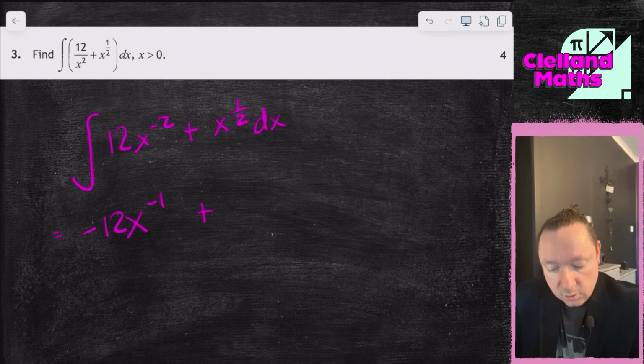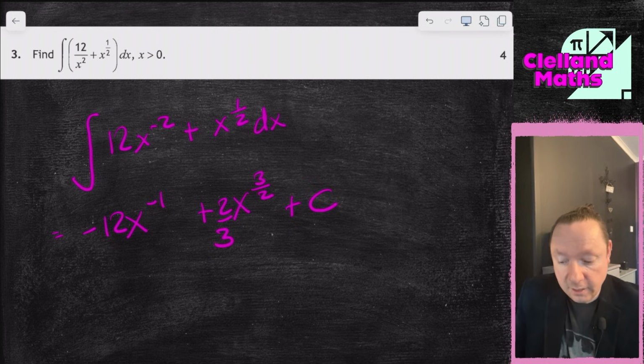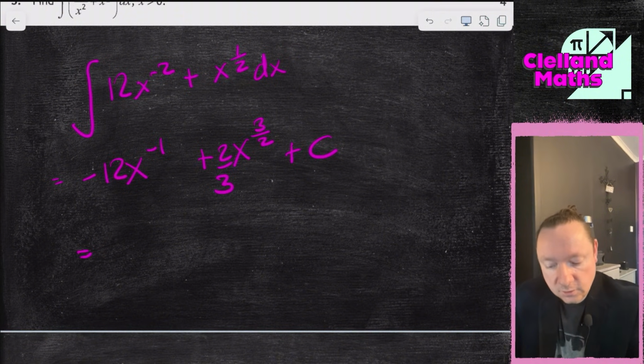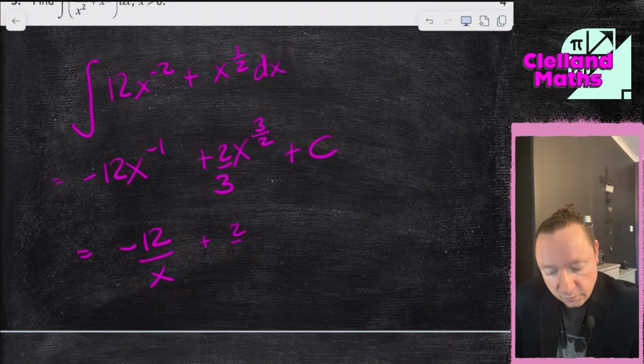Add 1, so that's 3 halves. And when you divide by 3 halves, it's the same as doing 2 thirds. And then you've got plus c. And really, that's it. But I'll probably make it look neater, just for the sake of it. It doesn't tell you to really do anything with positive powers or anything. Minus 12 over x, plus 2 thirds x to the 3 halves, plus c.